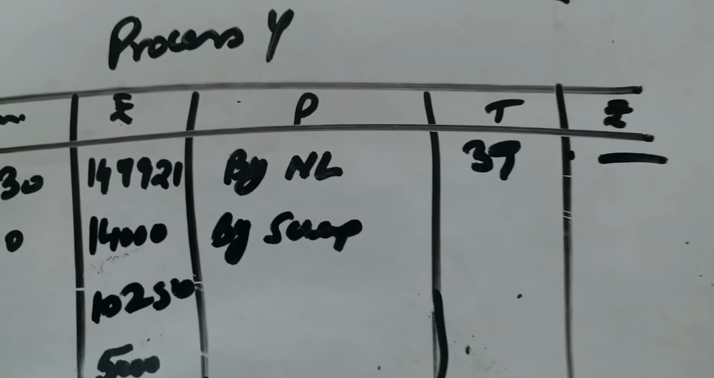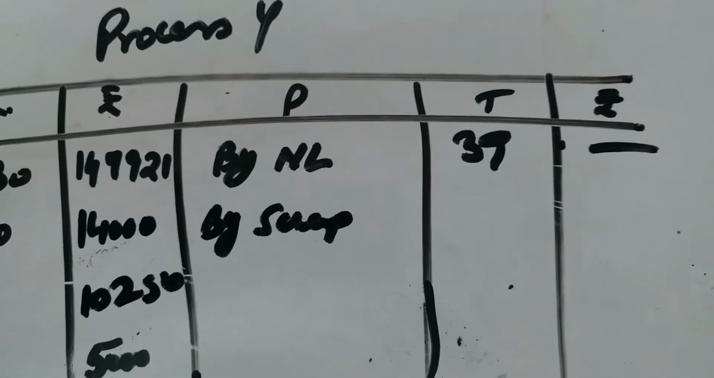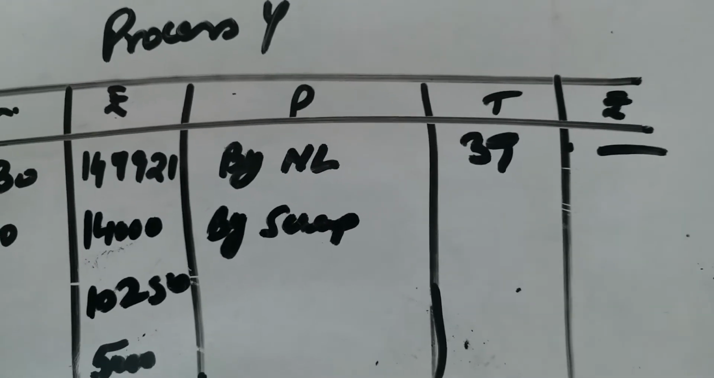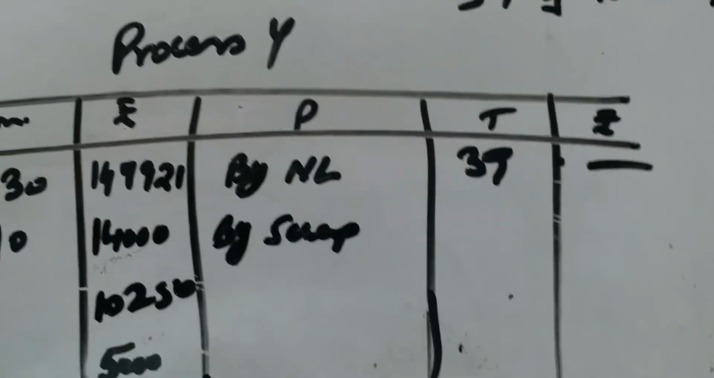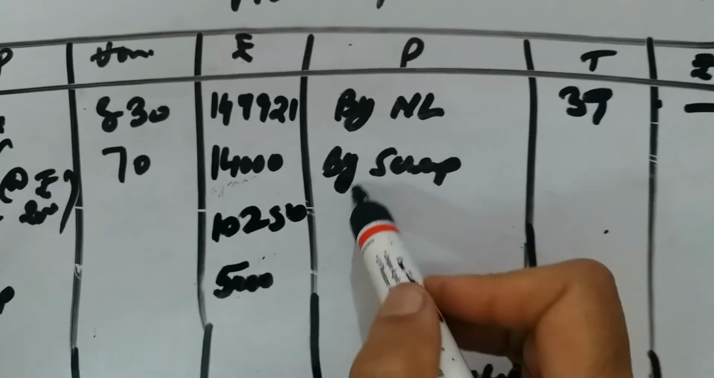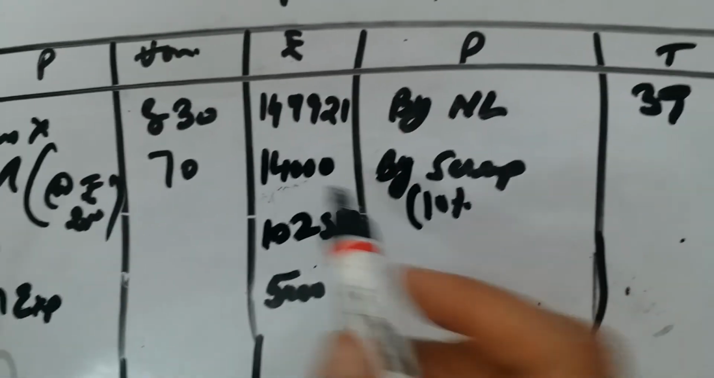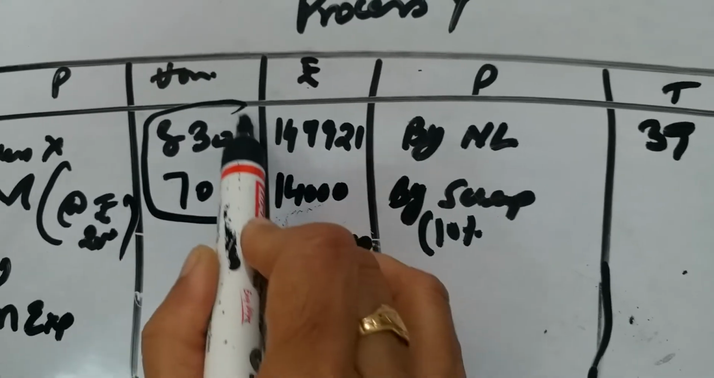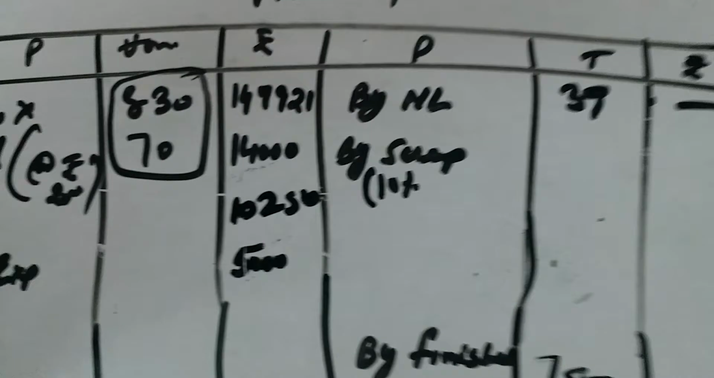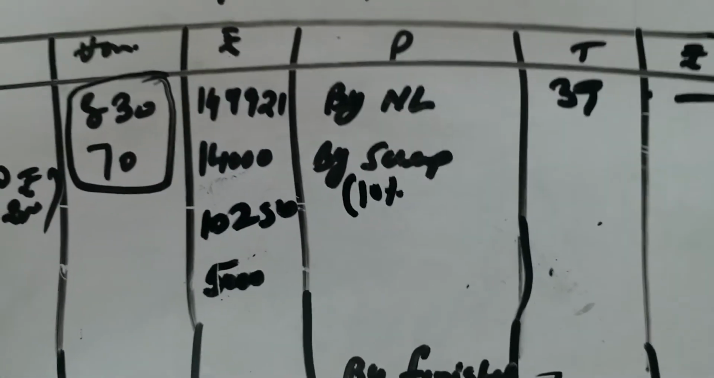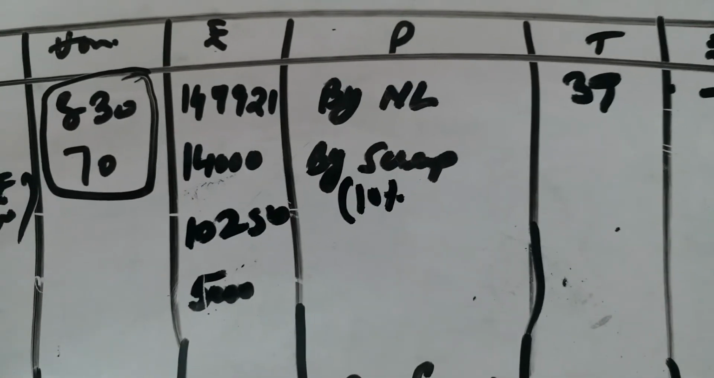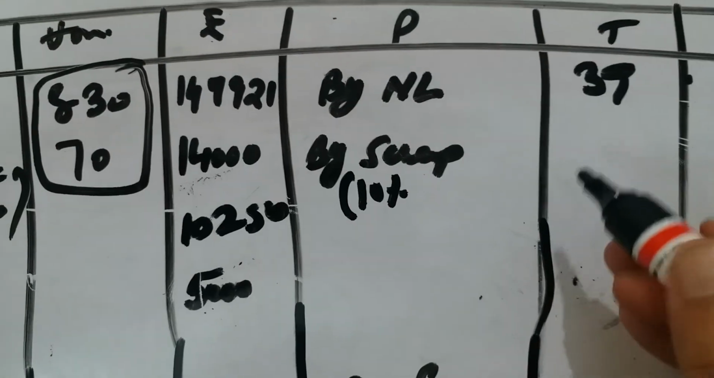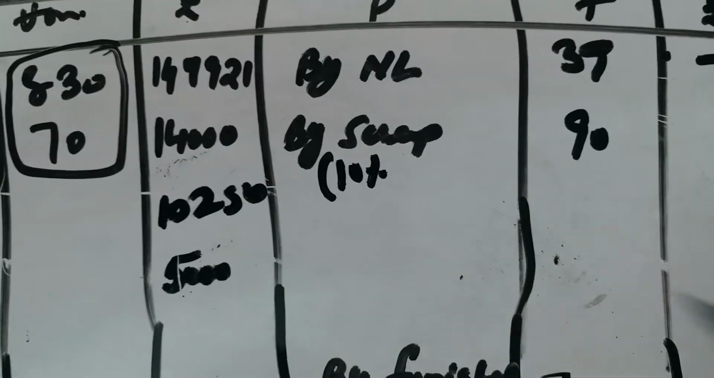So nothing recoverable. Scrap percentage is given as 10%, and of course, what do we have to take it on? Scrap. When I say 10% of units introduced, there are two units here, 830 and 70, and we have to total both. So 830 plus 70 comes out to be 900. So 10% of 900 comes out to be 90.